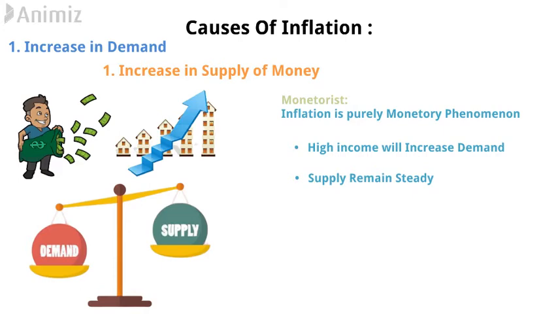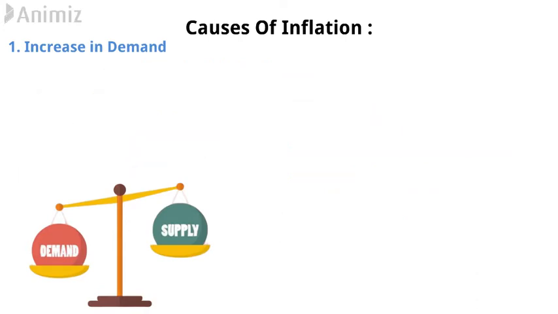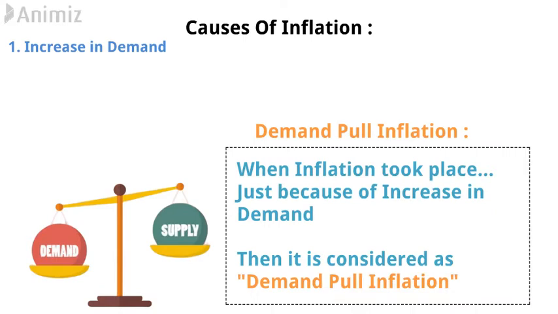It has been very well said that too much money chasing too few goods can cause inflation. It means the person who has too much money is running to grab very few goods, and this situation will definitely create inflation. One more concept connected with imbalance between demand and supply is demand pull inflation. When inflation takes place just because of an increase in demand, if the increase in demand is the only reason for inflation, then it is considered demand pull inflation.